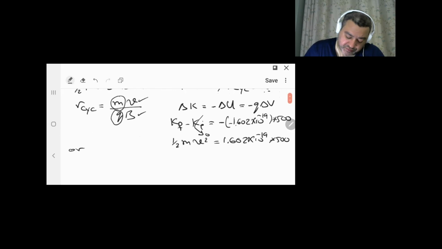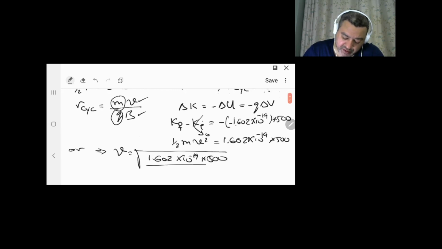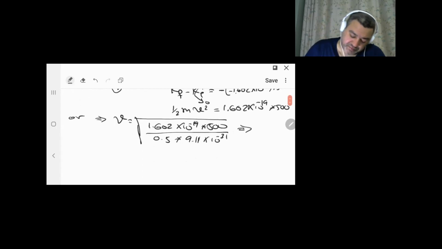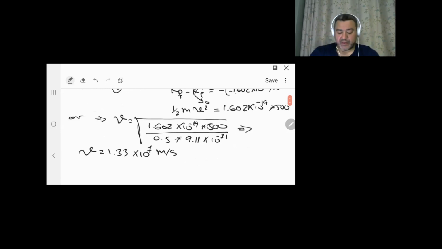Or V is the square root of 1.602 times 10 to the power minus 19 times 500 divided by 0.5, if you recall, the mass for the electron, times 10 to the power minus 31 kilogram, which is V equals 1.33 times 10 to the power 7 meter per second. So I found the velocity.